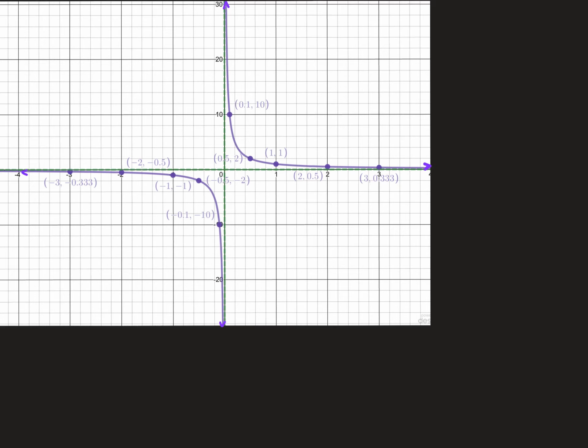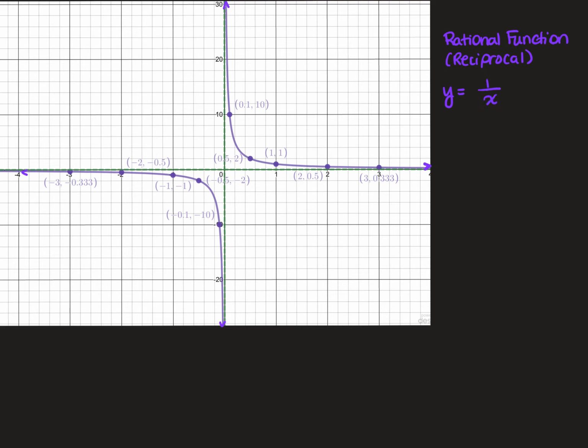Okay, next up is our rational graph, or our rational function. Sometimes you'll hear this called the reciprocal function as well. Either one is really appropriate here. The parent equation is y equals 1 over x.